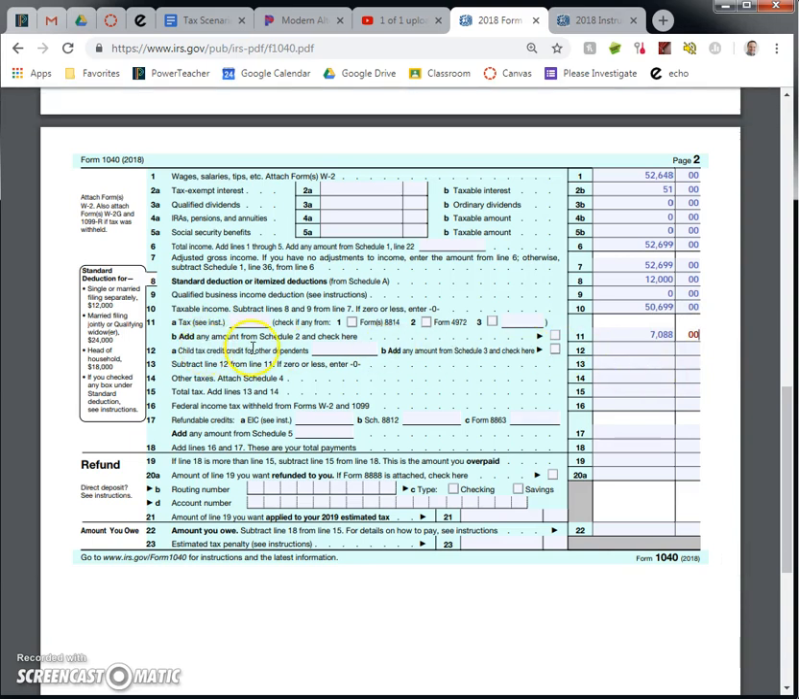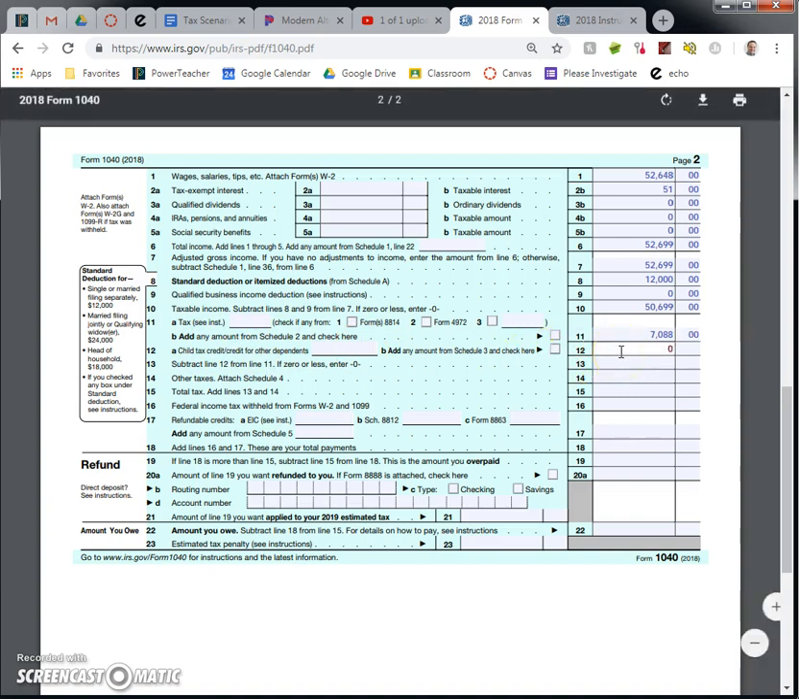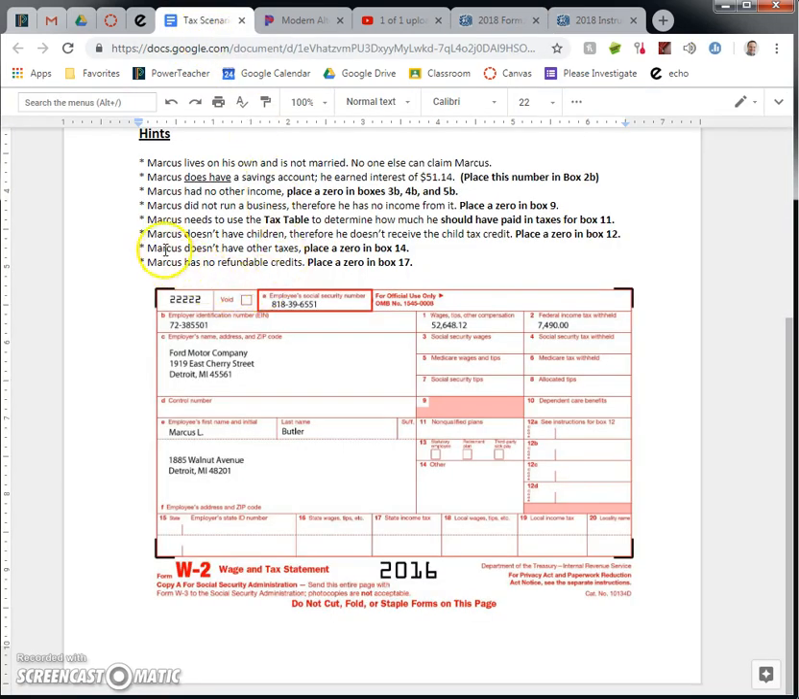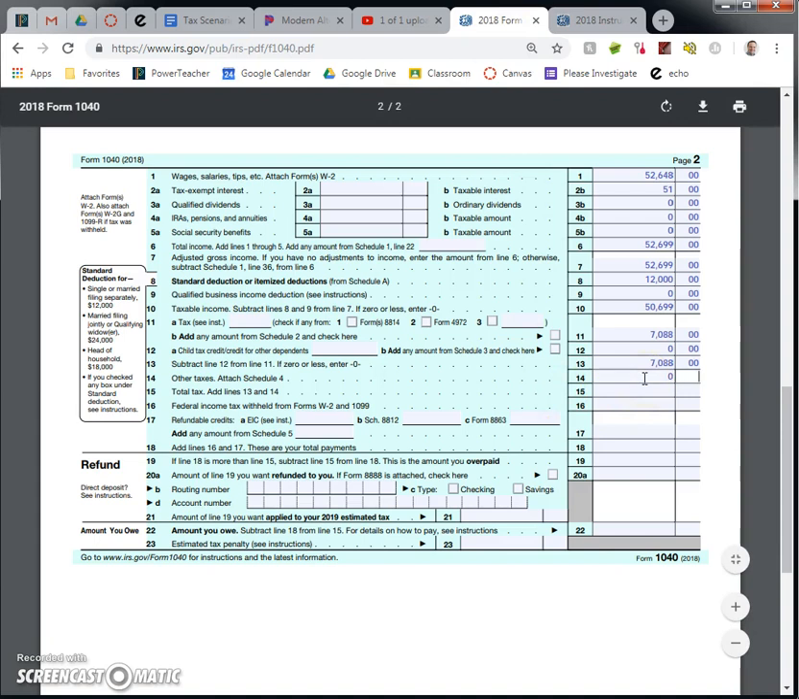All right, box 12. Child tax credit. Marcus does not have any children, so that's a zero. Box 13, subtract line 12 from line 11. It's pretty easy subtraction there. We're going to make it 7,088 again. Box 14, other taxes. I need to double check Marcus's situation. Yeah, he does not have any other taxes. So it says place a zero in box 14. So we will do that. Box 15 says add lines 13 and 14 together, so we're going to do that as well.